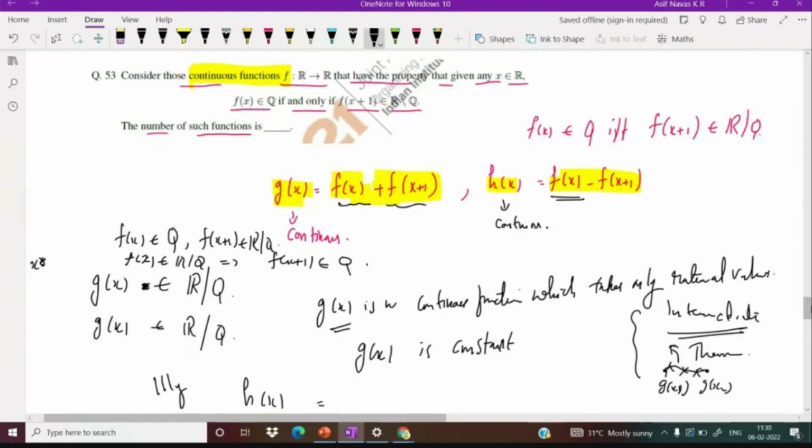Also the same thing here. If f of x is rational, then h of x is irrational. If f of x is irrational, then also h of x is irrational. Therefore h of x is also a continuous function which takes irrational values only. g of x is not rational, it's irrational. Irrational values. Okay.